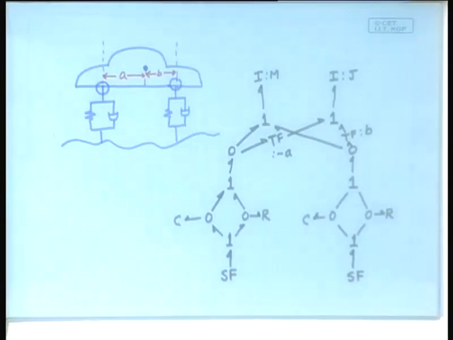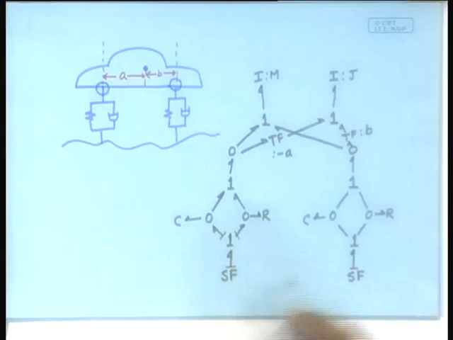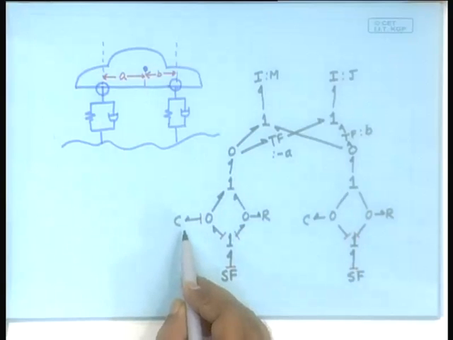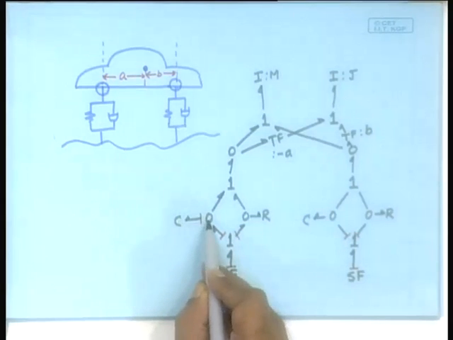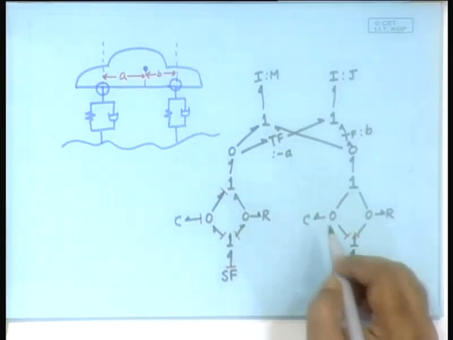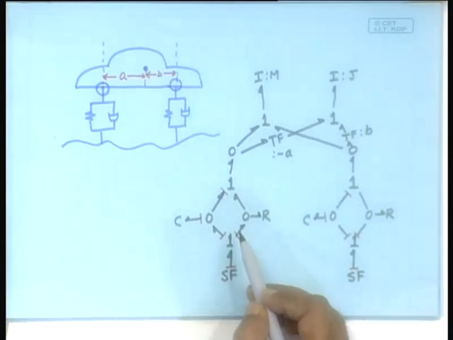Causalities. SF will give flow. One junction will equalize, one junction will distribute the flow. C, natural causality is this: the moment you have it, it has brought in the effort information, it must give out the effort information.